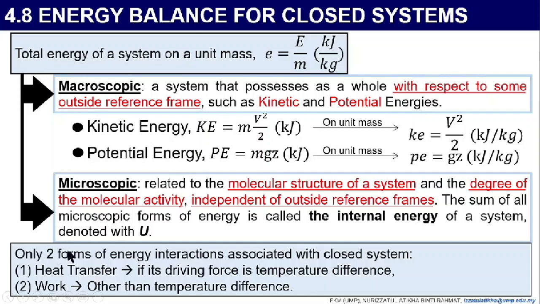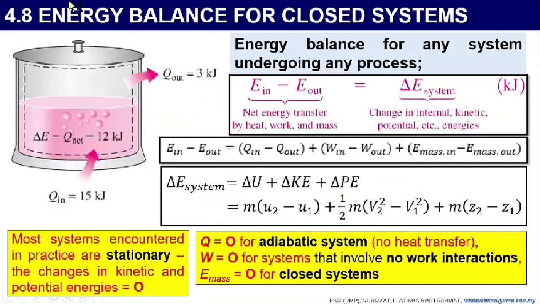So only two forms of energy interaction are associated with a closed system. First, heat transfer, if its driving force is temperature difference, and another one is work, other than temperature difference. So let's see the equation. Energy balance for any system undergoing any process for a closed system: E in minus E out equal to delta E system.